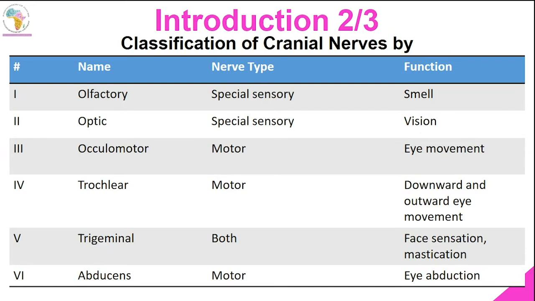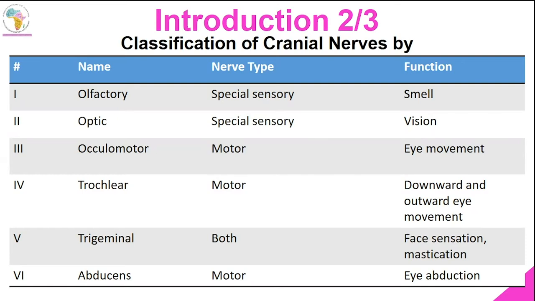So the first cranial nerve is the olfactory nerve, which has a specific function of smelling, and this is called the special sensory function, because the receptors for smell are specifically found in the olfactory mucosa or epithelium, and as a result, this is considered a special sensory function. In the same manner, we have the optic nerve, which is the second cranial nerve. It also has a special sensory function, and this function is the function of vision.